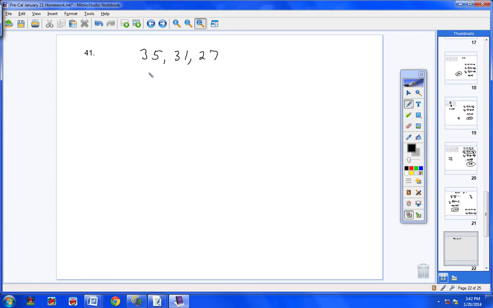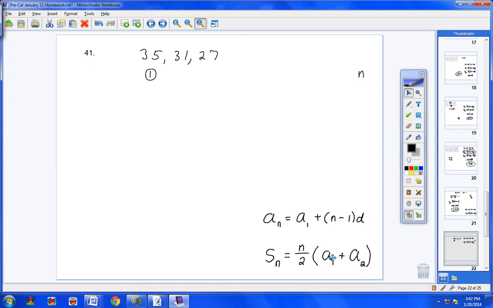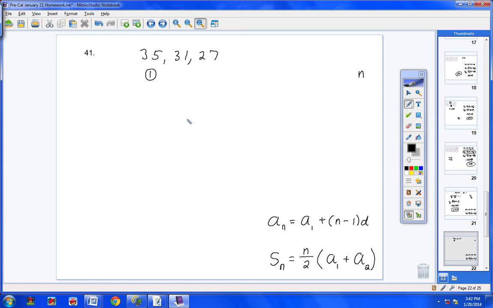So we know this is our first term, and over here we have our nth term, our last term. I think it'd be wise if we wrote our nth term real quick. So my nth term would be my first term, 35, plus n minus 1, and then my common difference is not 4, it's negative 4. You're going down 4.